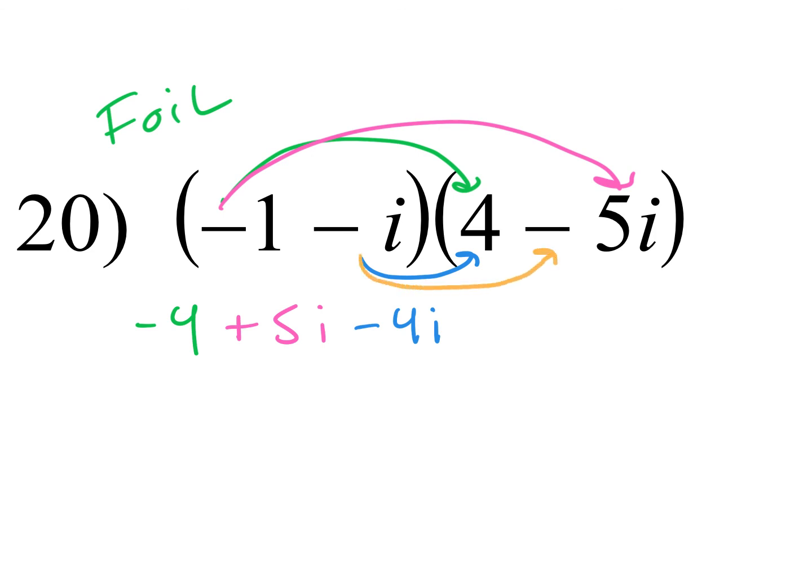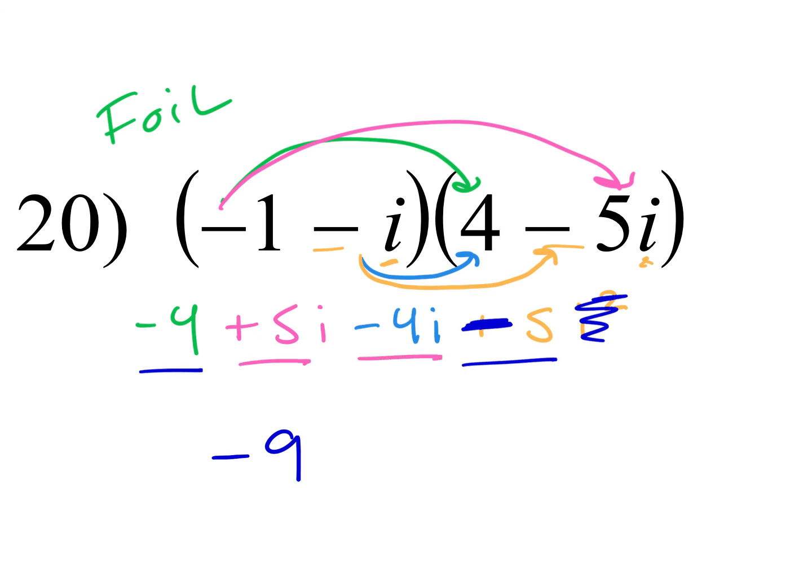What's negative i times negative 5i? Positive 5i squared. Because a negative times a negative is a positive, and i times i is i squared. What do I do with the i squared? Make it a negative 5. So I change the sign. Now what are my real numbers? What's negative 4 minus 5? Negative 9. What are my imaginary numbers? What's 5i minus 4i? Positive i.